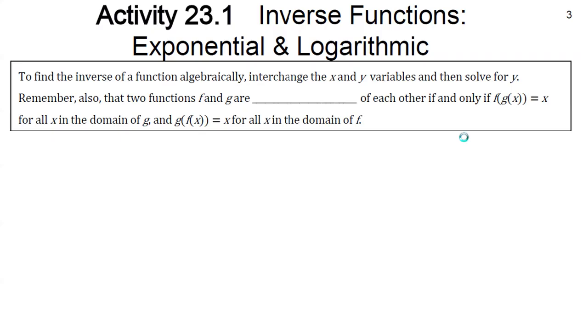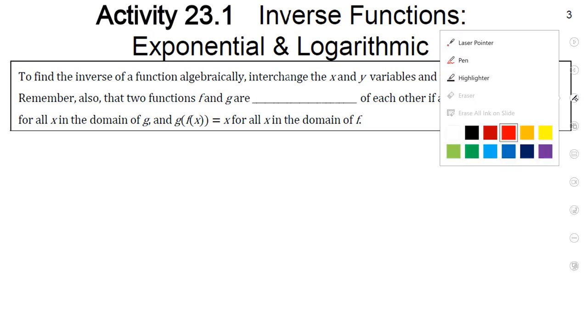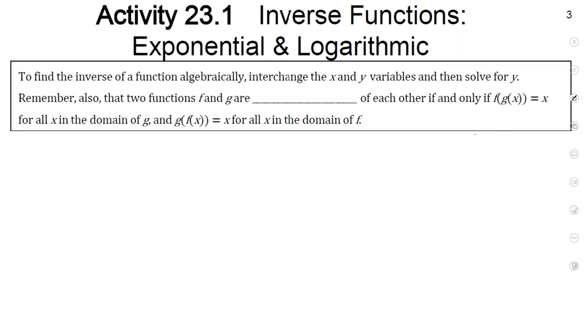Okay, so today we're going to do the inverse functions. Exponentials and logarithmic functions are inverses of each other, okay? We talked about inverses before, the rules still apply. So if you want to find the inverse algebraically, then you interchange x and y, and then you solve for y.